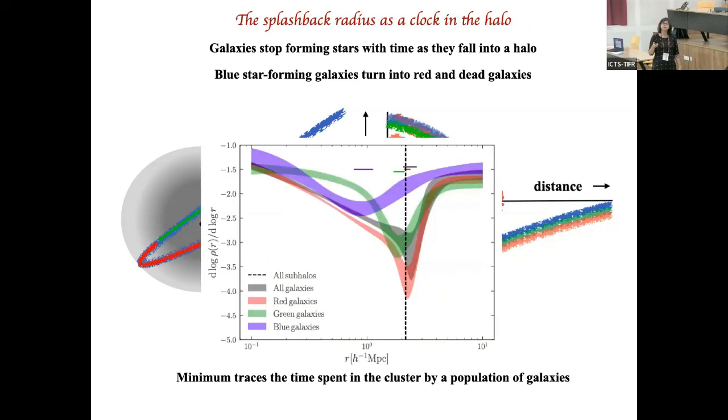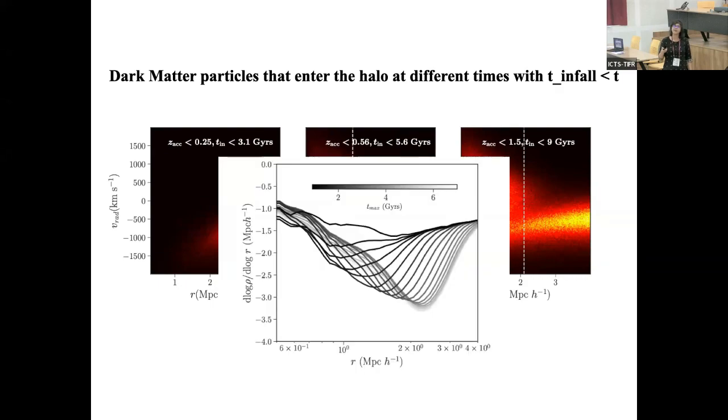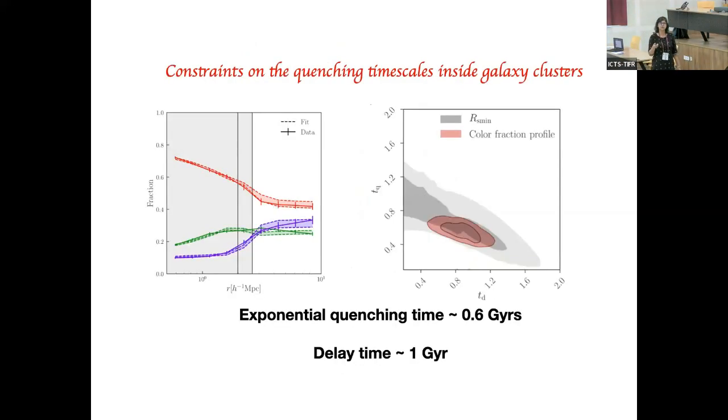So we use a simple model and also tested where particles that have been accreted at different times lie in the phase space of the dark matter halo, and show that that essentially shifts the location of the slope minimum. We use this relatively simplistic model to estimate how long these objects have been inside the halo, and also to estimate a quenching time, right? So the splashback gives us a very simple, model-independent way of telling us how long things have been inside the halo.